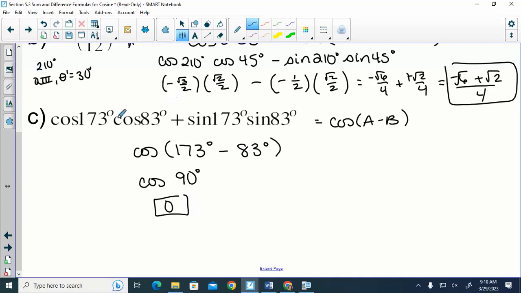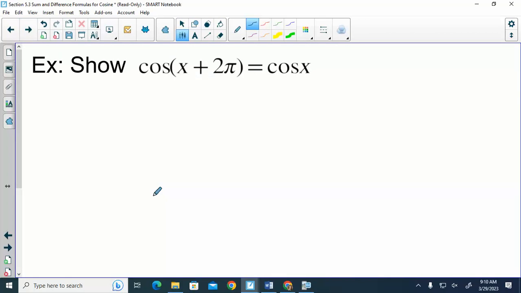Let's try a couple proofs related to this. So we don't want our proof skills to go away. We'll keep having those. All right, which side would you box in? All right. Okay, so on the left, this is the cosine of A plus B. So we can use the formula. Cosine A, cosine B, minus sine A, sine B.